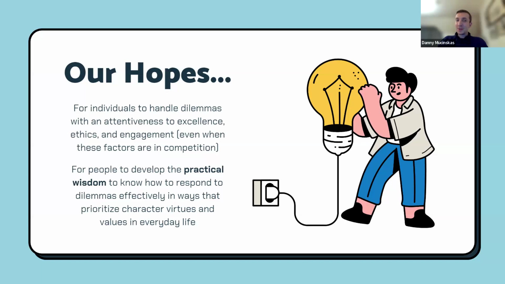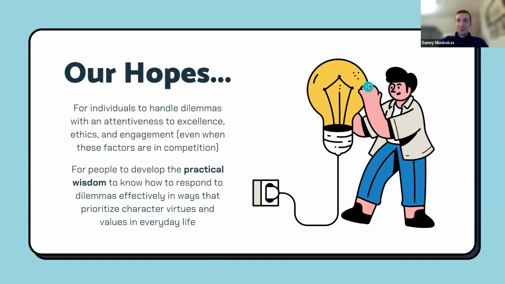Hopefully there's a transference there with attentiveness to lenses like excellence, ethics, and engagement. So those 3 E's of good work that we often talk about, even when these factors are in competition. So ultimately, it's for people to develop what we would call the practical wisdom to know how to respond to dilemmas effectively in ways that can prioritize character virtues and values in everyday life.